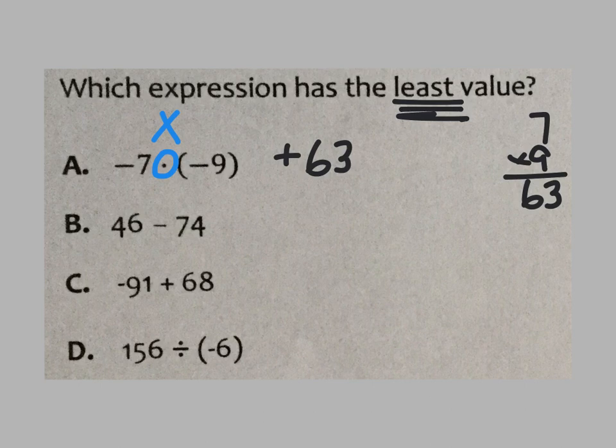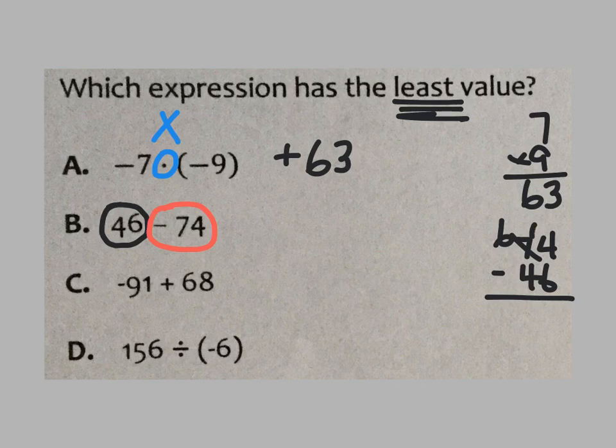B, 46 minus 74. Well, when we're combining integers, and that can be either adding or subtracting, and they have opposite signs, so I have positive 46 and I have negative 74, I subtract the smaller number from the larger number, and I keep the sign of the larger number. And since in this case 74 is larger than 46, we keep the sign of 74, which was negative 28.